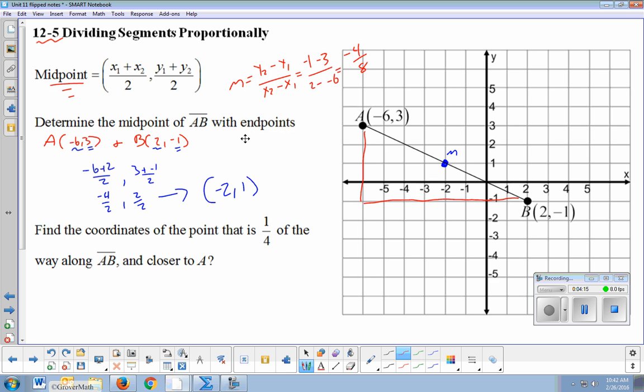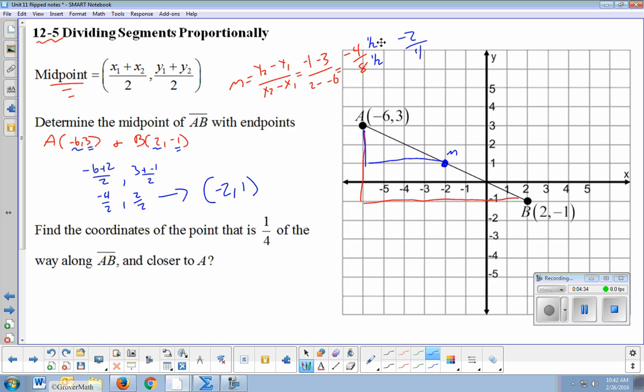Well, midpoint is halfway down the line. So if we take this unreduced slope and we just do half of it, half of negative 4 is negative 2. So we go down 2. And half of 8 is 4. So instead of going over 8, we go over 4. And that would also bring us to our midpoint here.